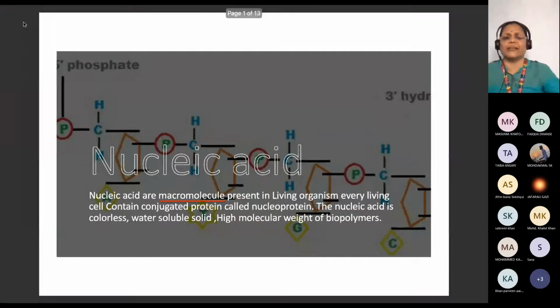What is visible on my screen? Hello, what is visible on my screen? Nucleic acid. Very good. So, are you aware of DNA, RNA? What is the long form of DNA, RNA? Nucleic acid, correct? Okay.